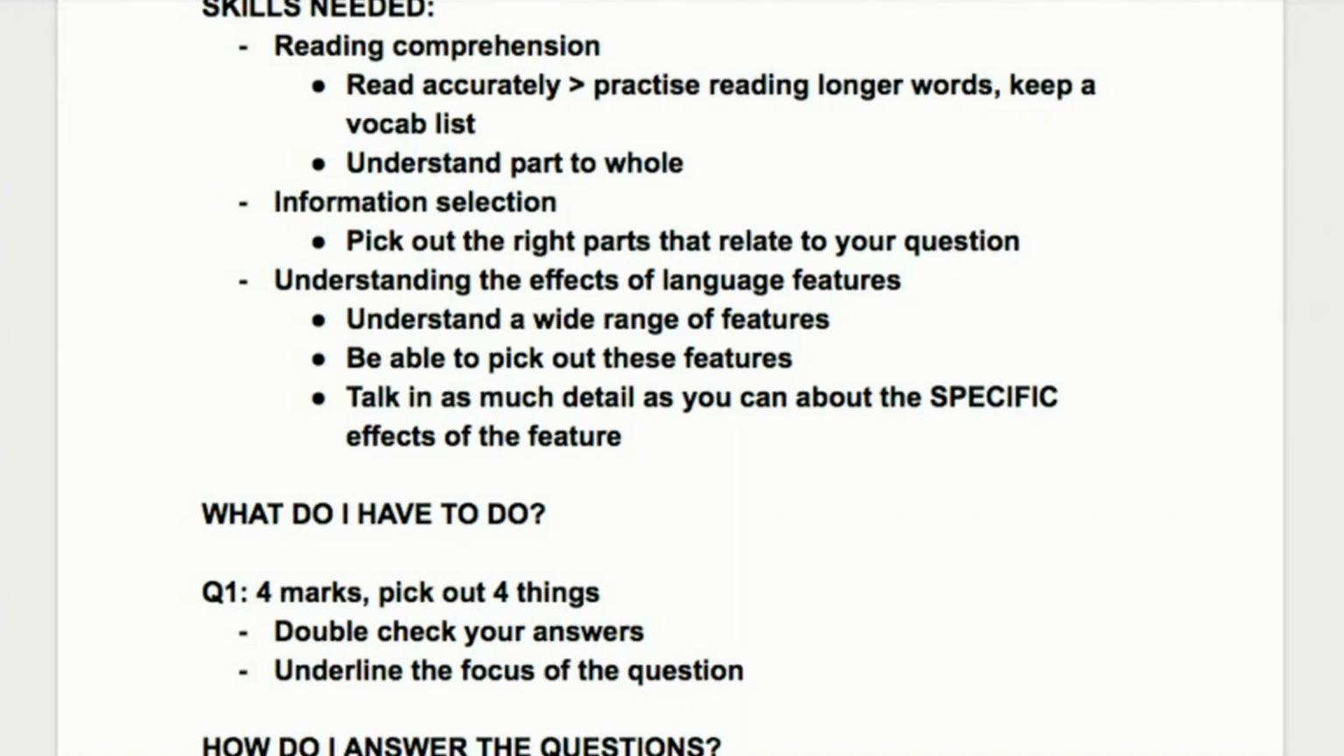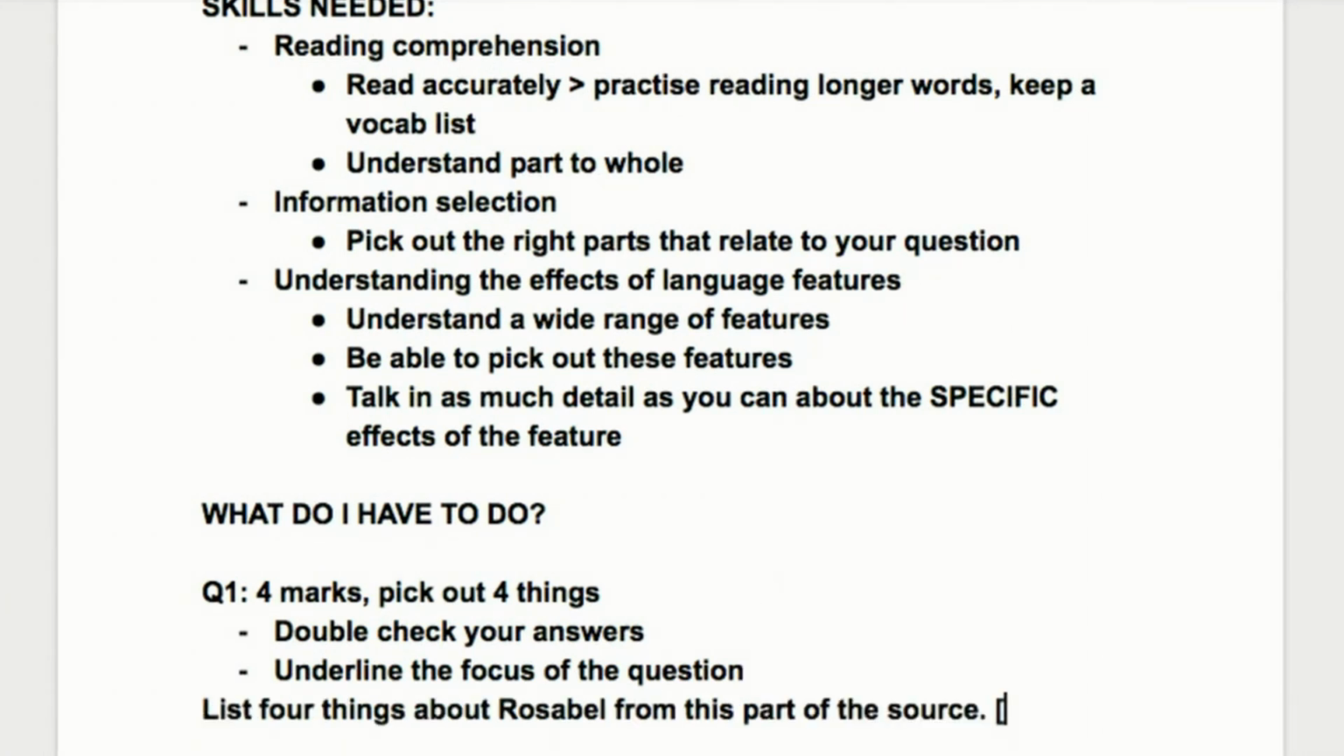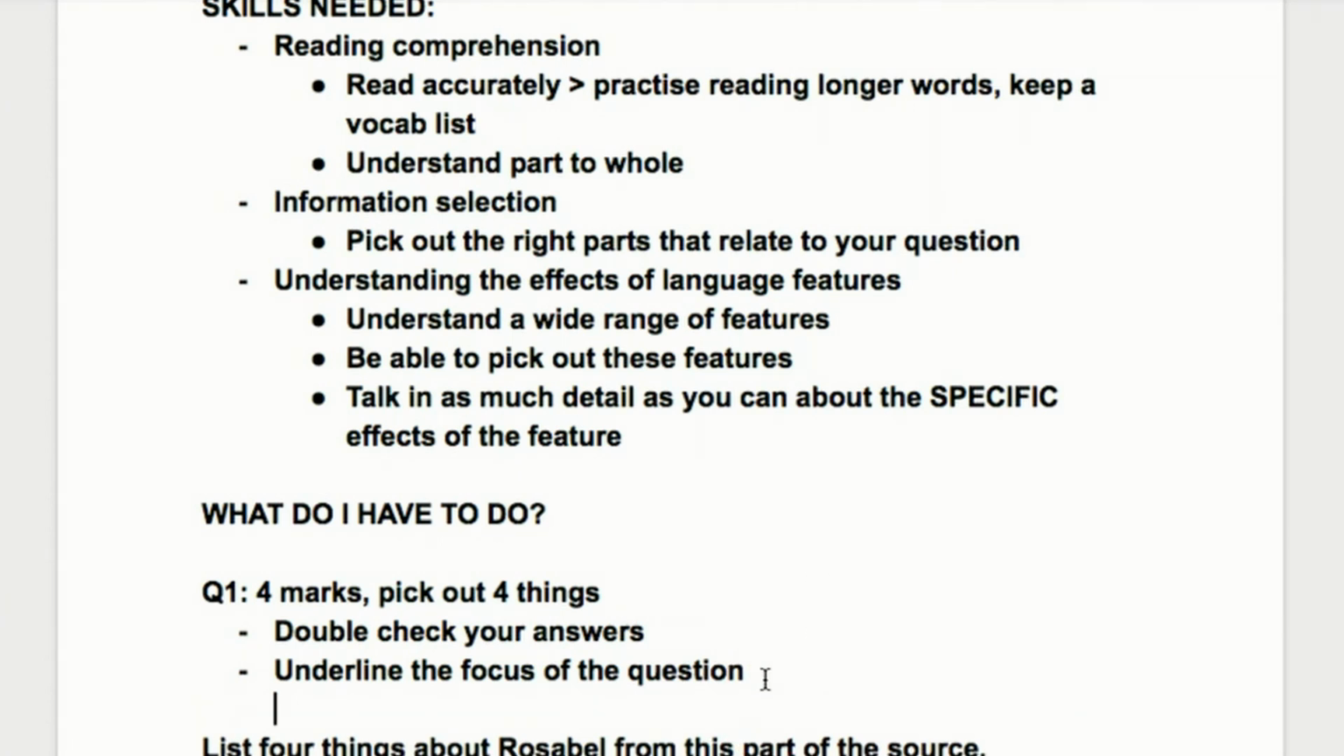So I'm going to just look at an example. This is an example real question from an AQA paper. 4 things about Rosabelle from this part of the source. So before I highlight it, what do you think is the focus of that question? What is the main thing that you have to find given that question?